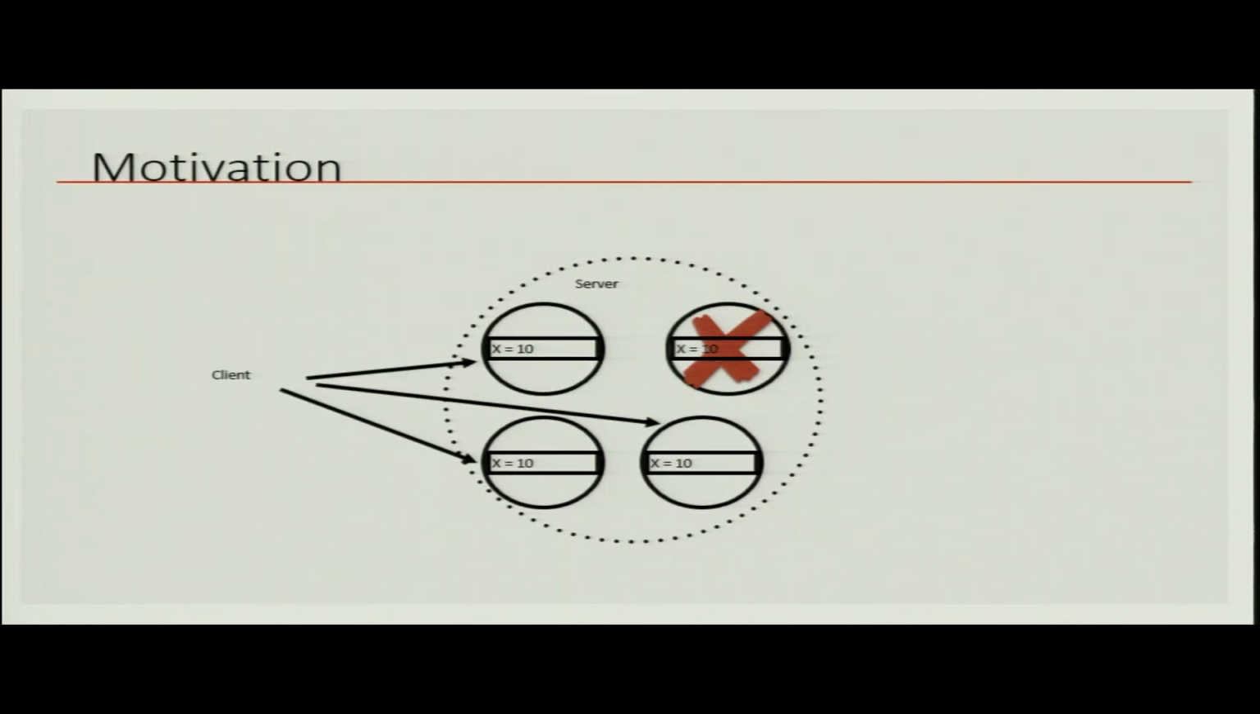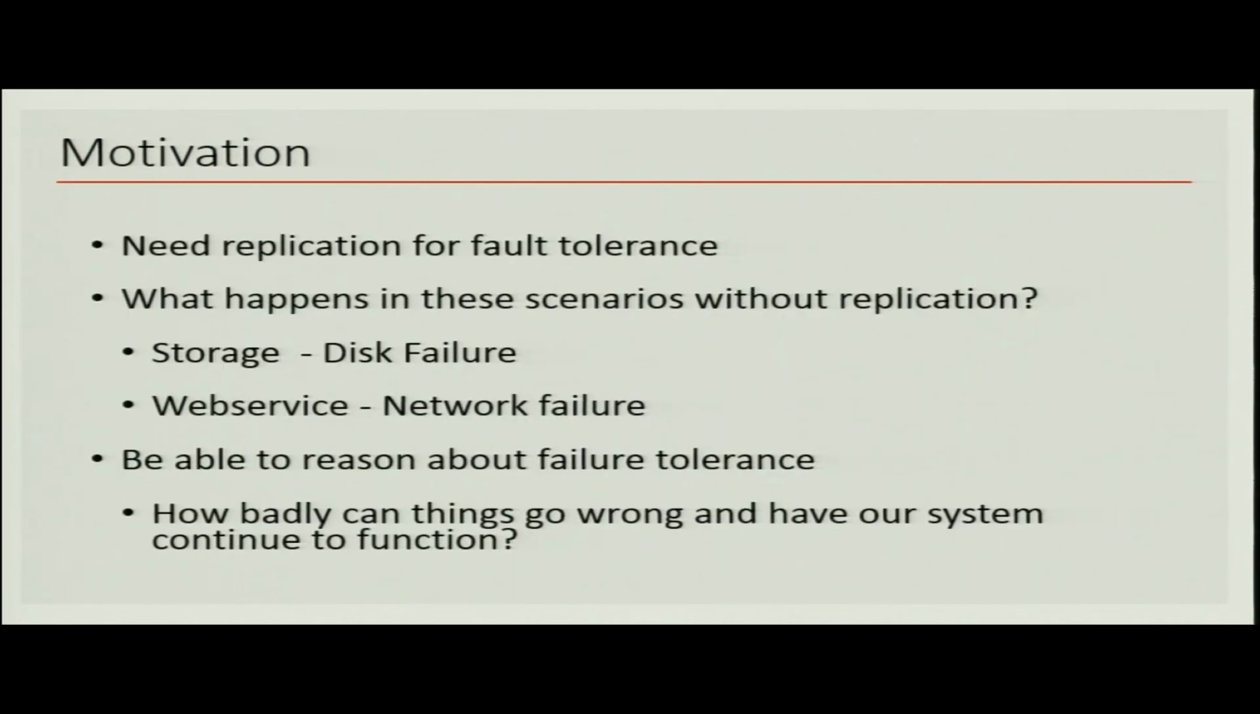So, let us say one of the 4 has crashed and 3 are alive, and then the client asks something. Client does not know how many there are. This is a service to the client. Whether the service is implemented as a replicated service or as a single service, the client does not care. So, the client is asking and it will be forwarded to all the replicas. In this case, one of the replicas is dead, so it cannot be sent to that. So, this is what is called replication for fault tolerance.